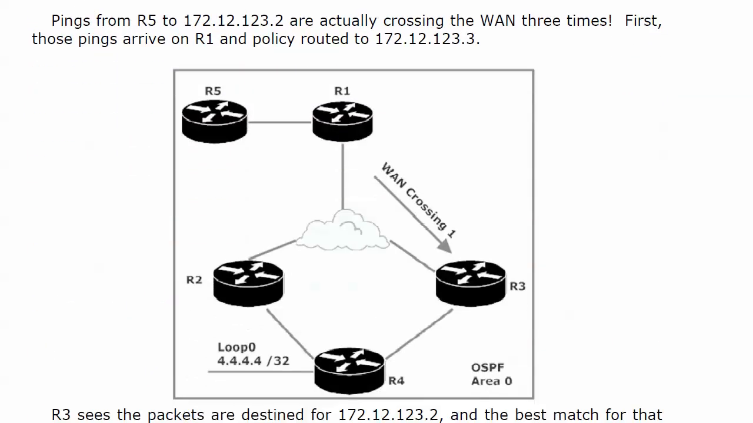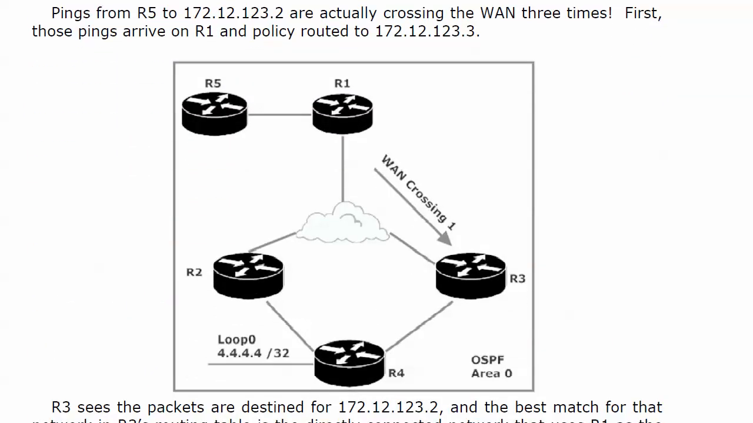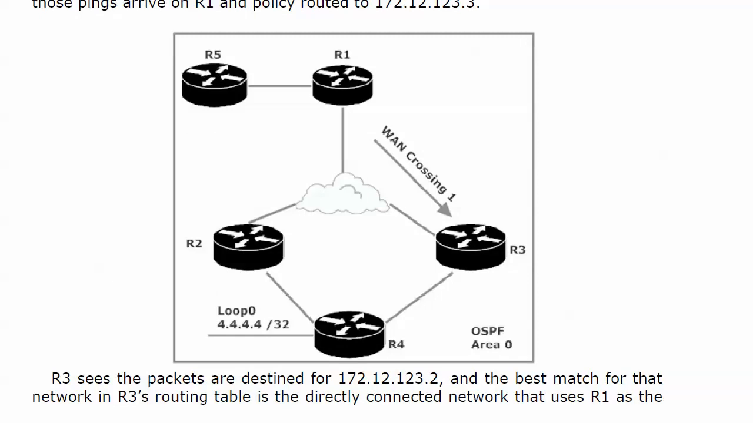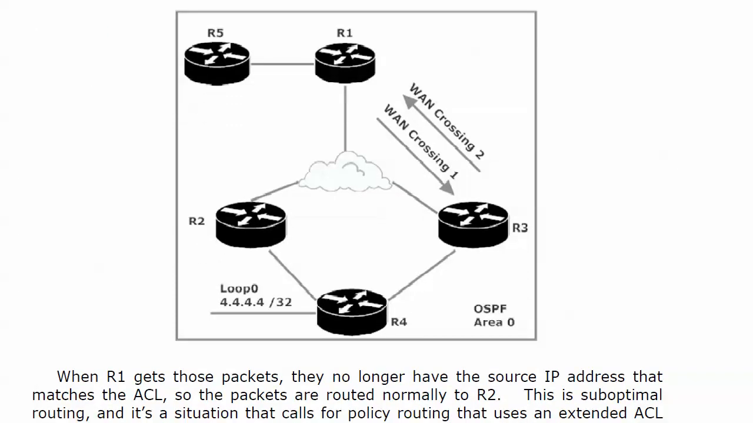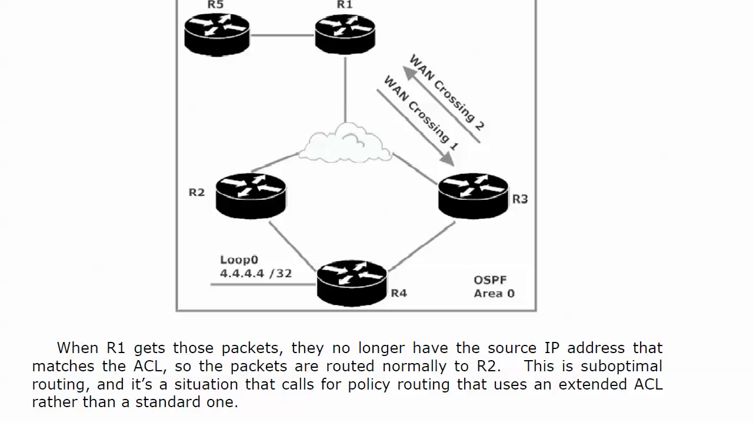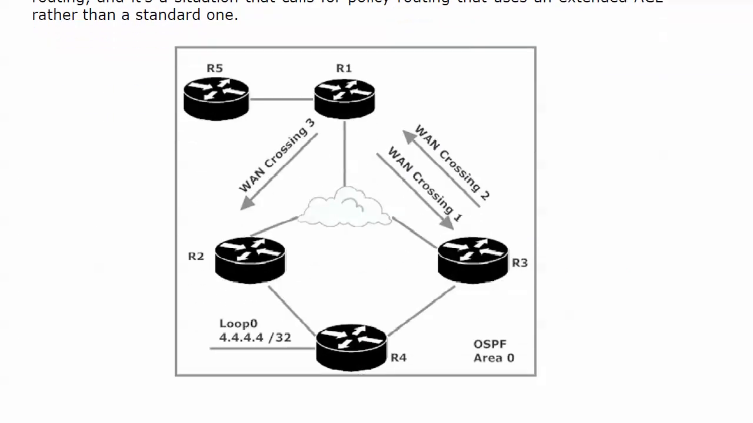And as I mentioned here on the board, the pings from R5 at this point, sent to 172.12.123.2, are crossing our WAN 3 times. They're going across the frame 3 times. The pings get to router 1, they get policy routed down to 123.3 with what we did, set IP next hop. R3 sees the packets are destined for 123.2, and of course it sends them right back to router 1, saying, okay, we're on that network, it's connected, so here are your packets back. And then router 1 gets them. They no longer have the source IP that matches that ACL, so the packets are then routed normally to R2. So again, I know I told you this twice, but I wanted to give you the illustrated explanation as well as the explanation on the live equipment.